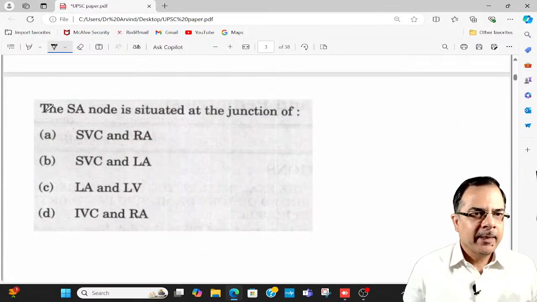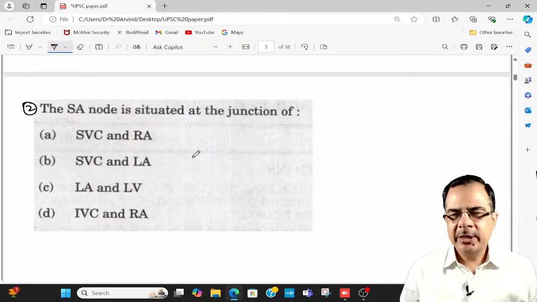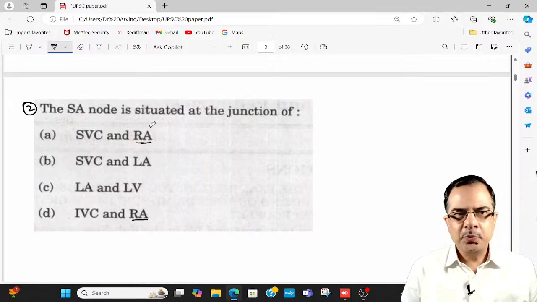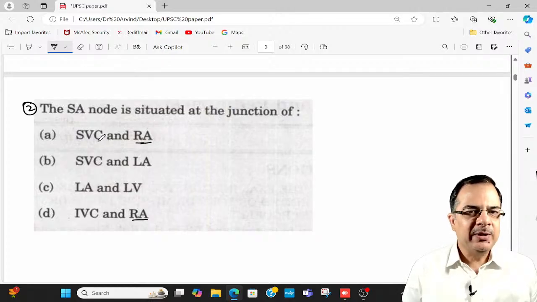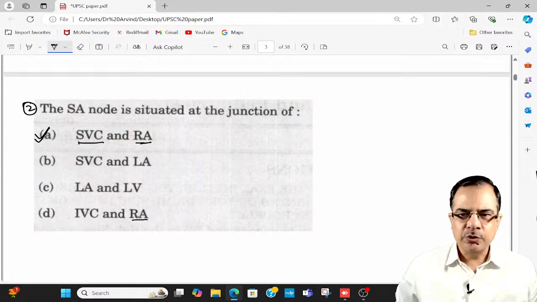Question number two. SA node is situated at the junction of, SA node is situated in right atria. So either it is A option or D option. Now SA node is superiorly located, so it will be between the junction of superior vena cava and right atria. That will be the obvious answer. So the answer is A option for this question.